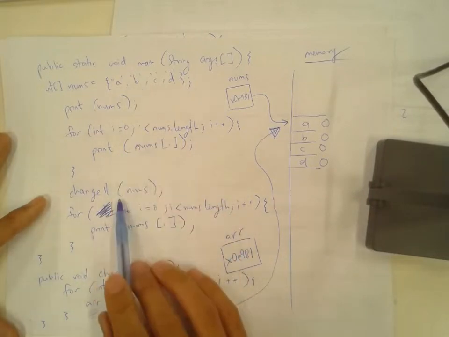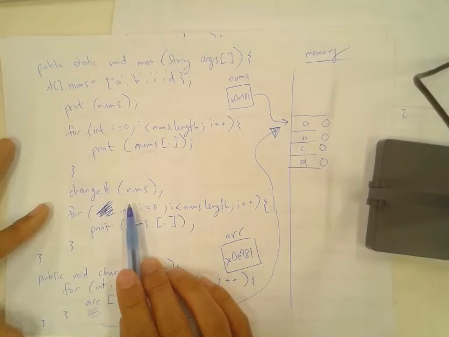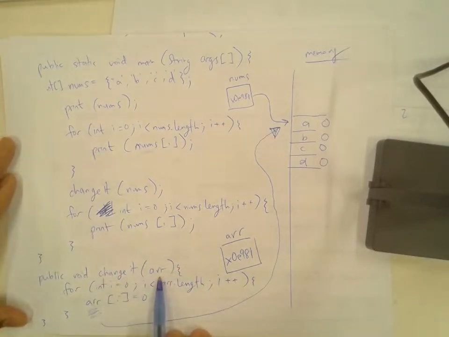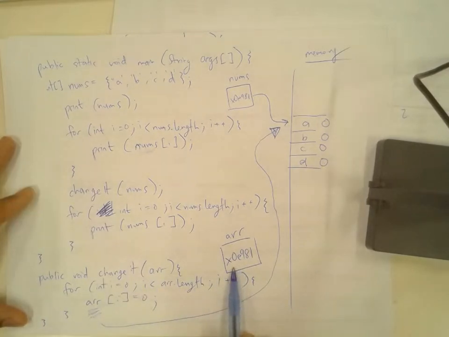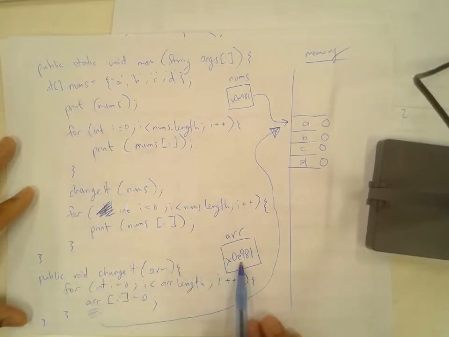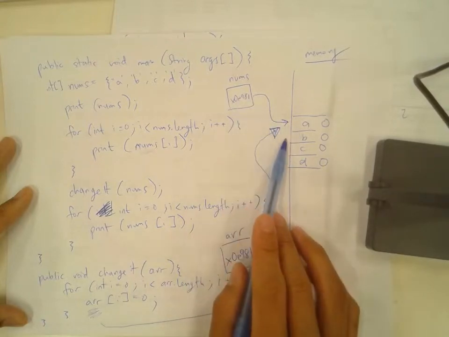Okay. So here we're passing nums, which is an array, which is an object, passing by memory location. So when it jumps down here to changeIt, this variable arg, which is a temporary variable created by changeIt, now contains the memory location that is in nums, right? X0E981. What is that pointing to? That's pointing to the exact same place that nums is pointing to, right?